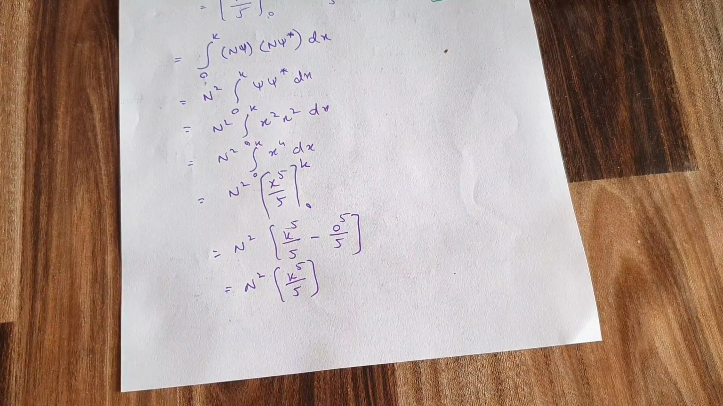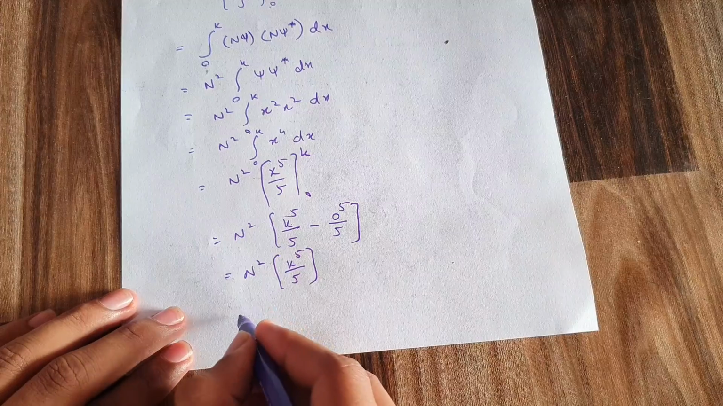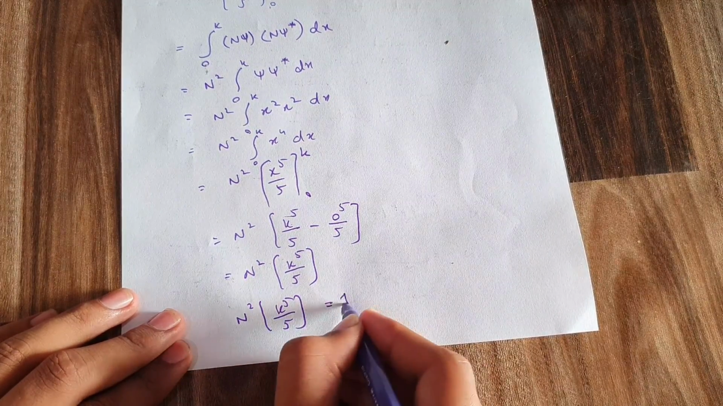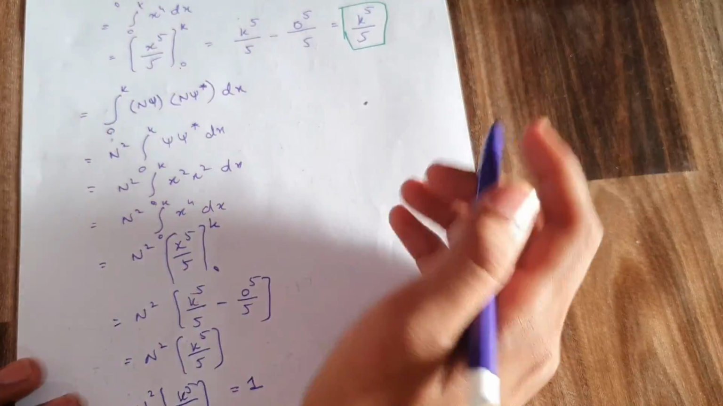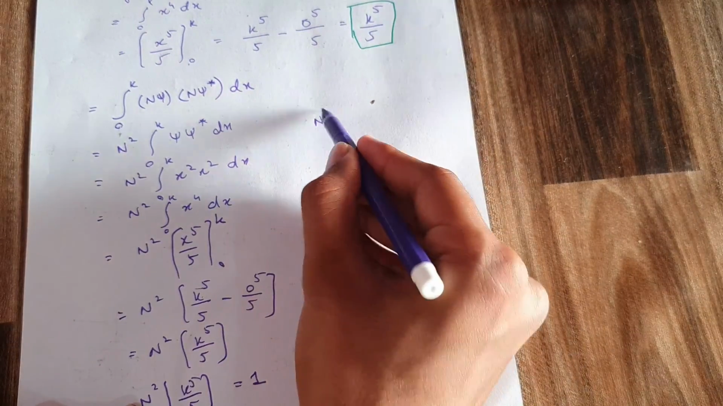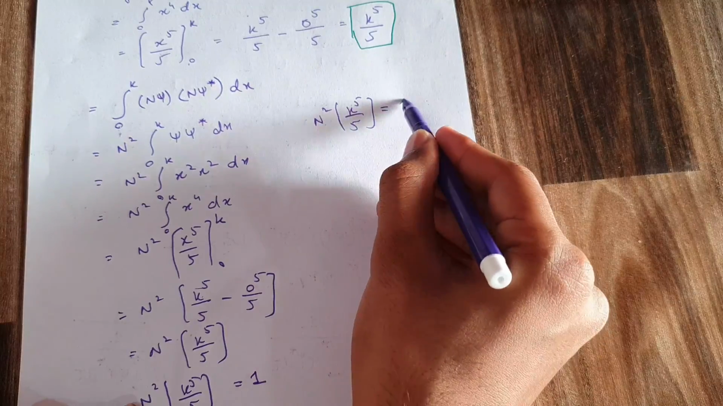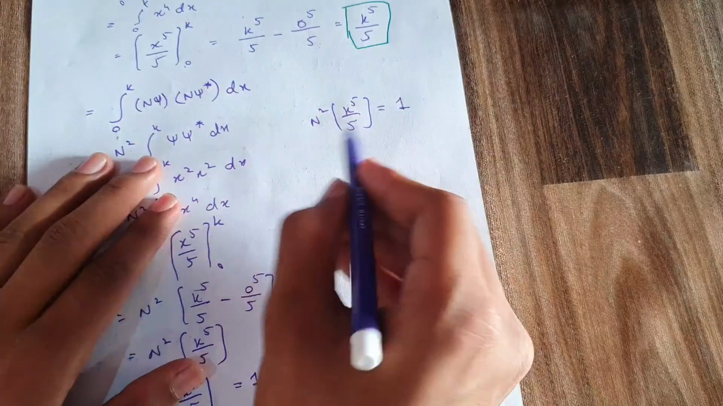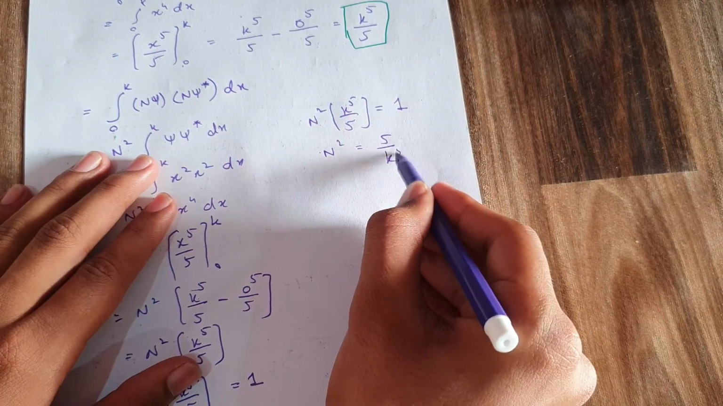As you know, this equation is normalized, so this equation will be equal to 1. So I am taking n square k^5 by 5 is equal to 1. This part of the equation will go and divide here. First of all, I am writing again the same part: k^5 divided by 5 is equal to 1. The 5 will go there, and k^5 will go in the denominator. So n square is equal to 5 divided by k^5.